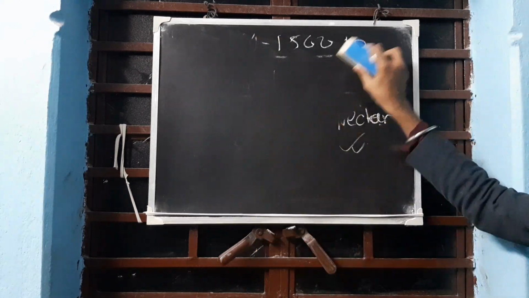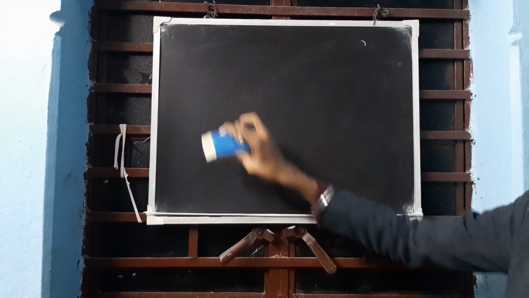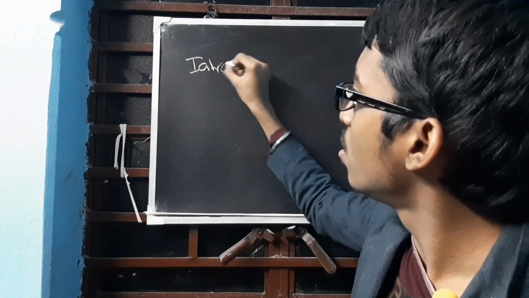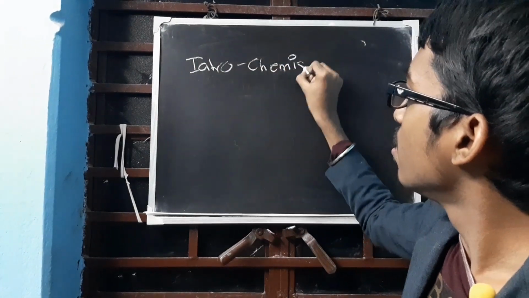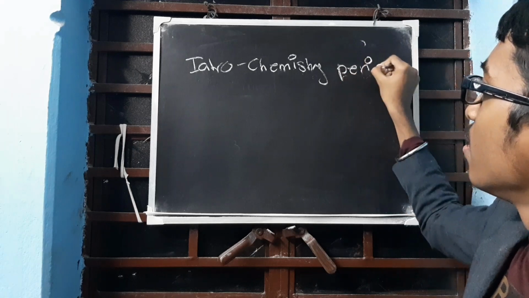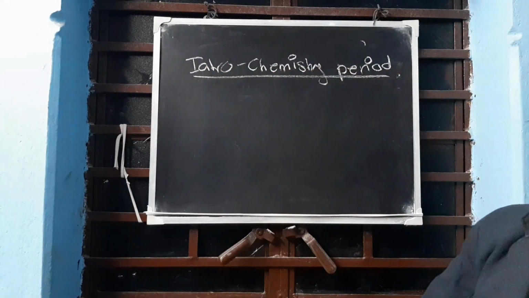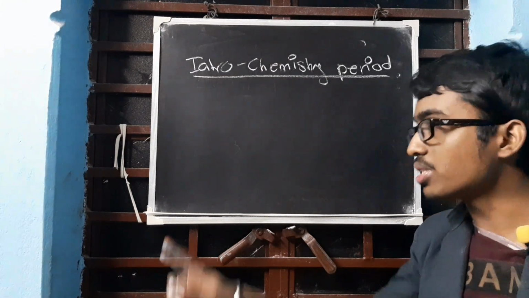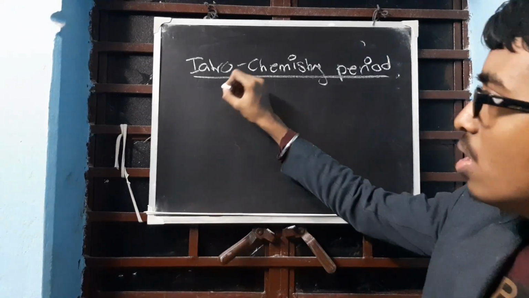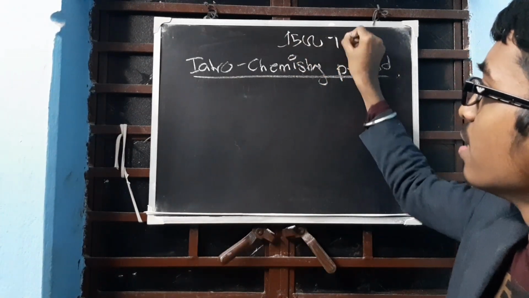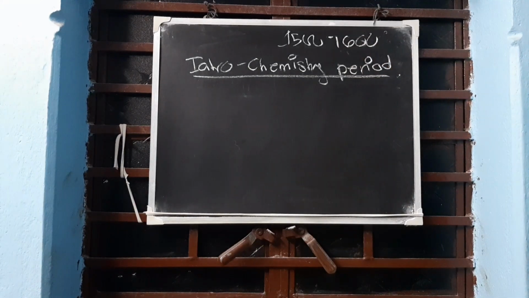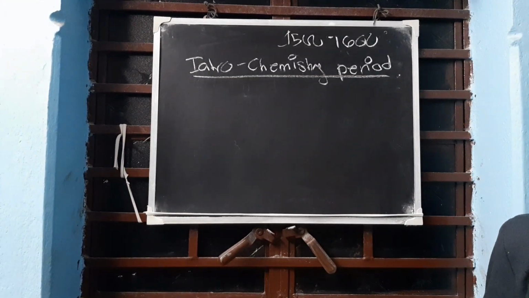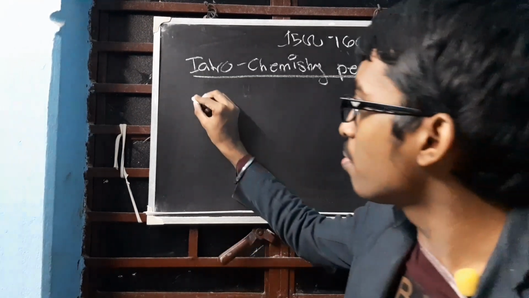Following this period we have the iatrochemistry period. That's not in very much detail. In this period we come to see Boyle's law. Robert Boyle, the scientist who gave Boyle's law, was a scientist of this period. This period was generally around 1500 to 1600, okay. In this time Boyle gave his famous law, Boyle's law. Understood? Clear? Then after this period we come to the phlogiston period.